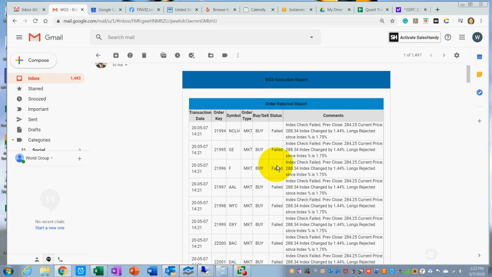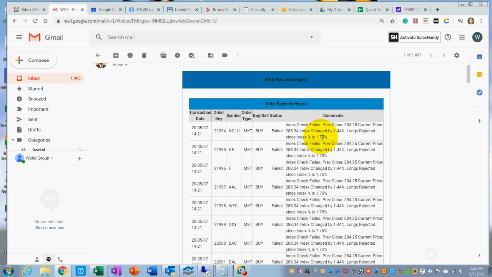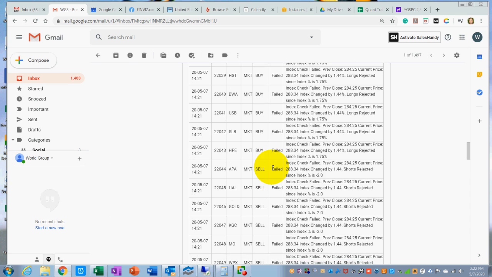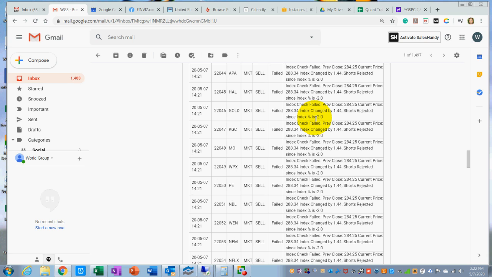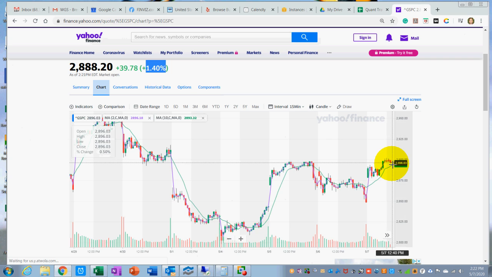It seems like it has rejected because it is expecting the market to be over 1.75% on the long side, and on the short side, anyway, today it is not supposed to short, but on the short side, it is supposed to qualify if it goes below -2%. So it seems like if we go here to Yahoo chart, we are in this range of 1.40%. So at this point of time, at this hour, we are at 1.4%. We have not reached 1.75%, and as a result, it did not qualify.